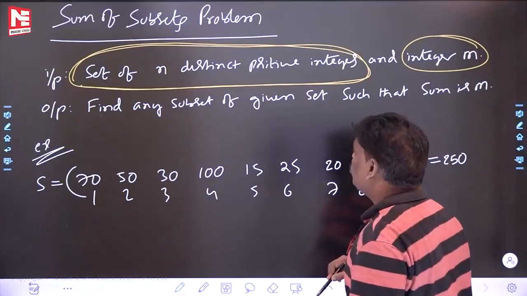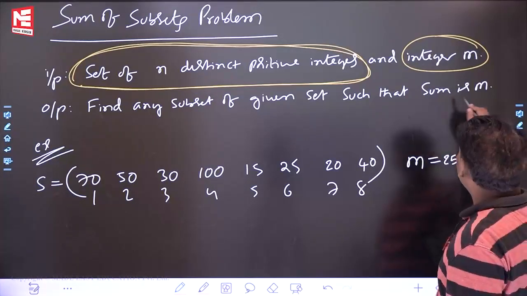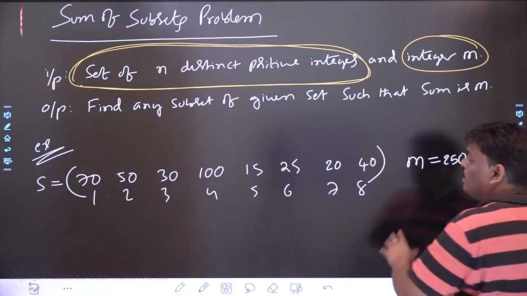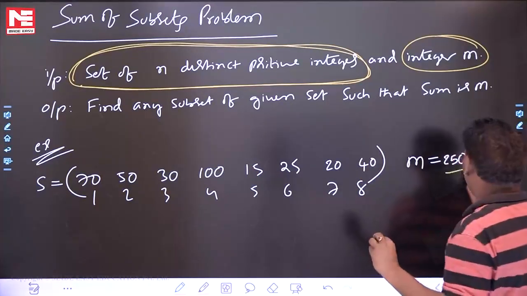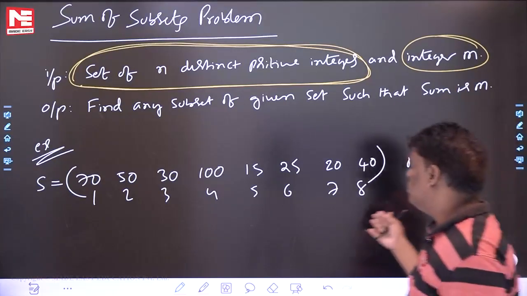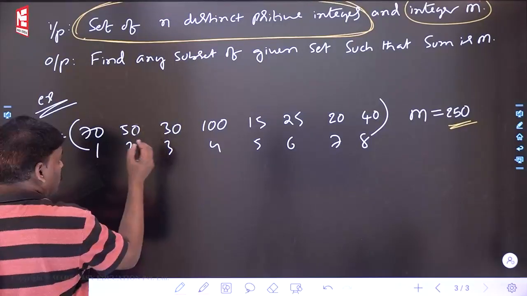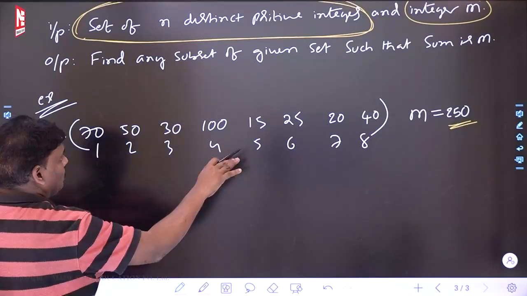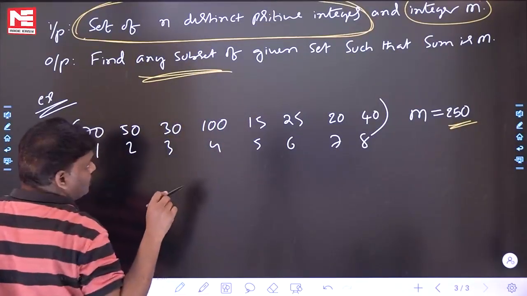Output is going to be: find any subset of the given set such that the sum is m. What is the meaning? From this given set, find any subset whose sum is 250. That is the meaning of the sum of subsets problem. From the given set, find any subset so that their sum becomes 250. Can you find one subset whose sum is 250? Maybe many are there. He is asking to find any subset of the given set such that the sum is m.